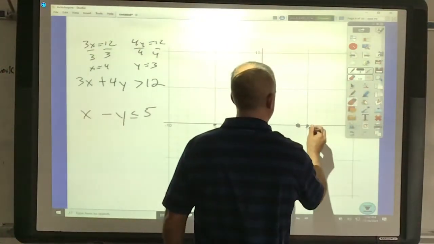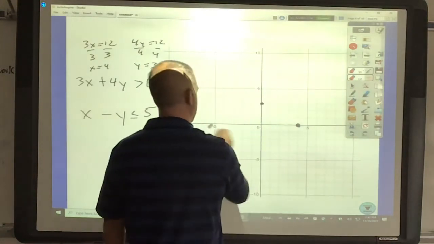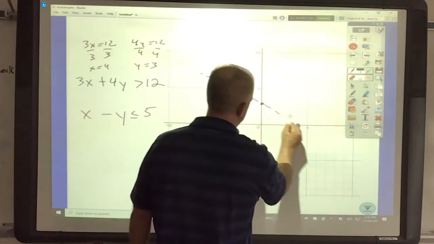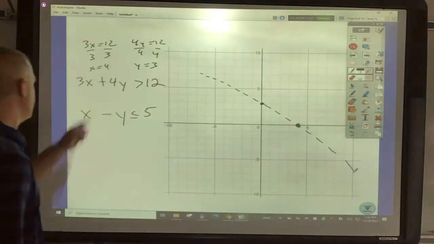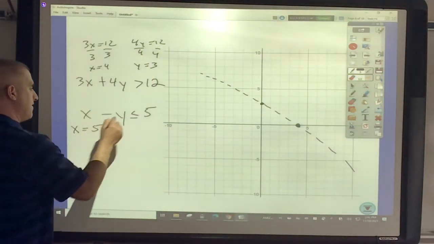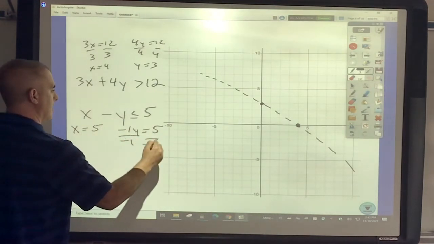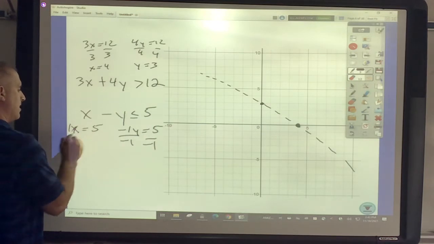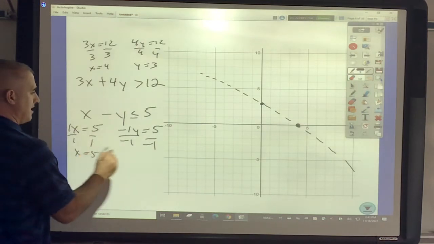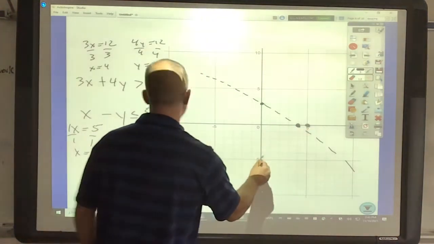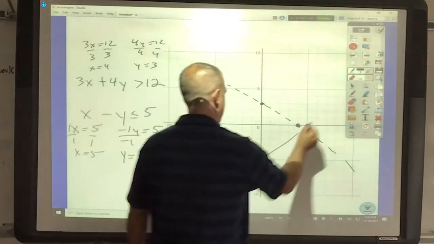Well, let me take these out. I don't know why those are there. All right, so that would be a dashed line through those points. Okay, this I would set x equaling 5. That's going to be negative 1, y equaling 5. That's already fine there. I divide that by negative 1. If you want to put a 1 here and divide by 1, that's fine, just so you stay consistent. X is 5, y is negative 5. That's going to be a solid line.